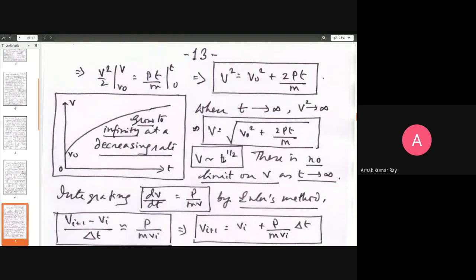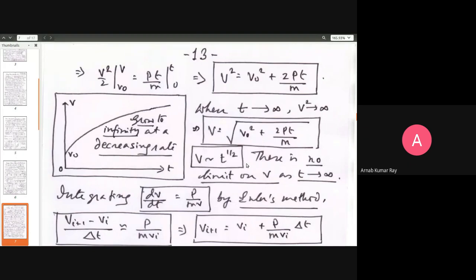If v is proportional to t raised to a power greater than 1, suppose t squared, then the function will go concave upwards. So just remember, if you have a first power, you have a straight line. If you have a power that is greater than 1, square, cube, whatever, you'll have a concave upward function. And if you have a power that is less than 1, as in half, it will go concave downwards. That is like this. So it grows to infinity at a decreasing rate. So that is what it is.